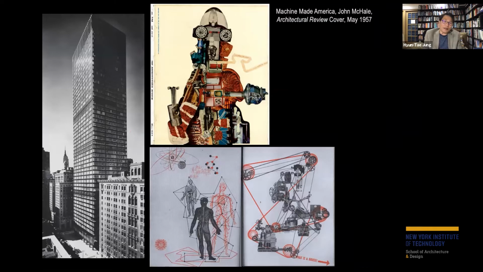And then we think about mid-20th century American architecture. We talked a lot about big skyscrapers and Americanization, very technologically oriented. And we know this is also a kind of technological and scientific understanding of the human body and human behavior. So in this case, the very famous architectural review, Machine Made America.